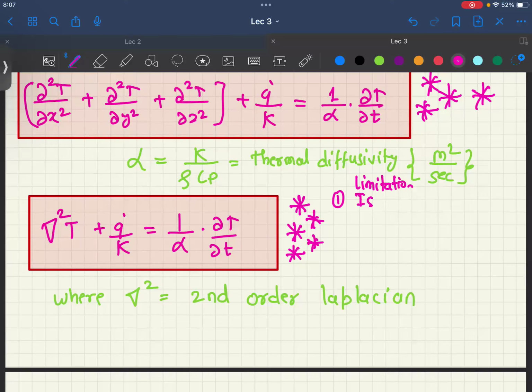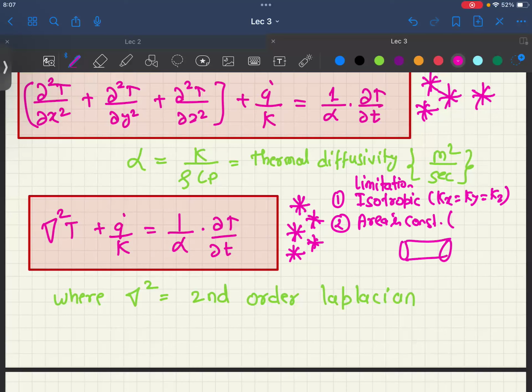We are assuming that the system is isotropic, that is kx is equal to ky is equal to kz, and number two, the area is constant. For example, this is a cylinder of uniform cross-section area, so for this it is applicable, we can apply this. However, if our area is like a frustum of a cone, like this, then we cannot use this expression. These are the two limitations of this expression.